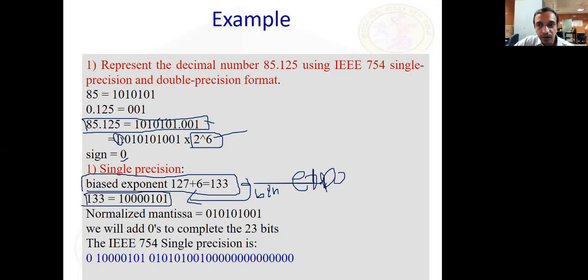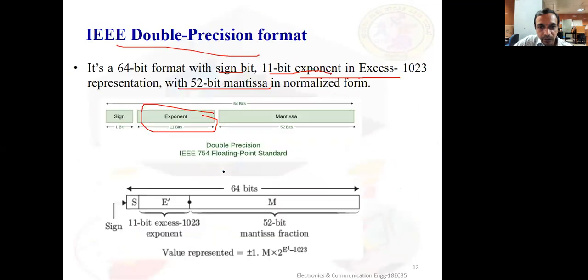So we need to represent what? Exponent and mantissa fraction along with the sign. Sign is anyway known because it's plus 85, so it's 0 by default. So what is the normalized mantissa now? Whatever is on the right side of the decimal point is the mantissa fraction. Please remember that's what we have written here. You can see the diagram. This is the decimal point, and this is your mantissa fraction, the right side what you represent.